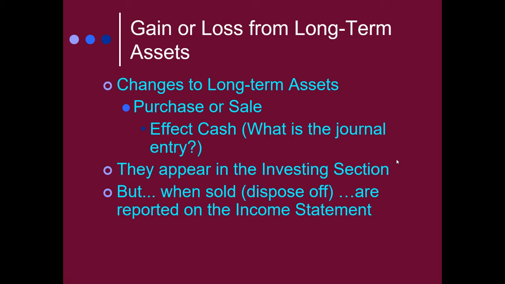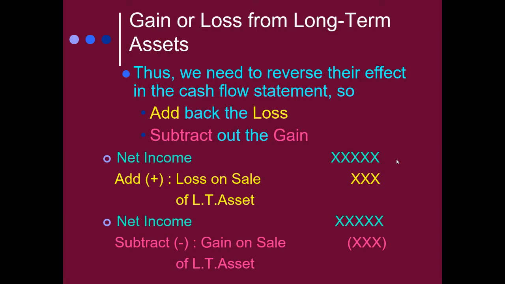Then for the changes to long-term assets, the gain and the loss. Usually this will occur on the purchase or sale of assets. So what is the effect in the journal entry? Usually they will appear in the investing section, but when this asset is sold or disposed of, it will be reported on the income statement. So we need to reverse this effect in the cash flow statement.